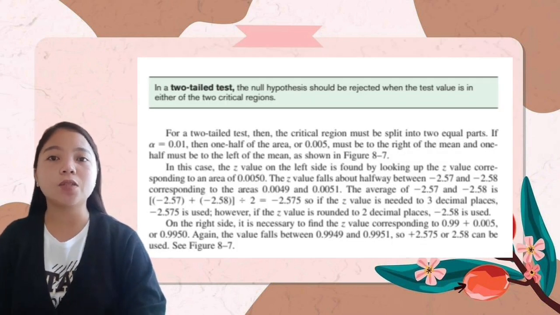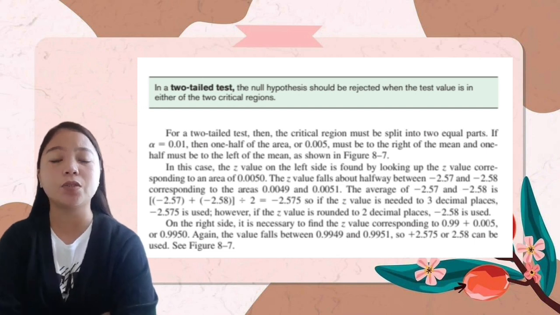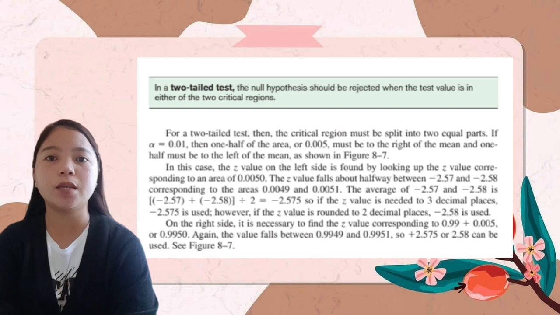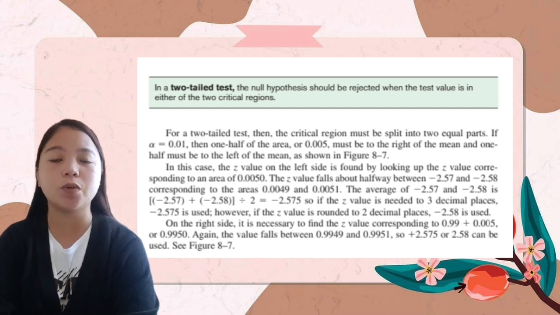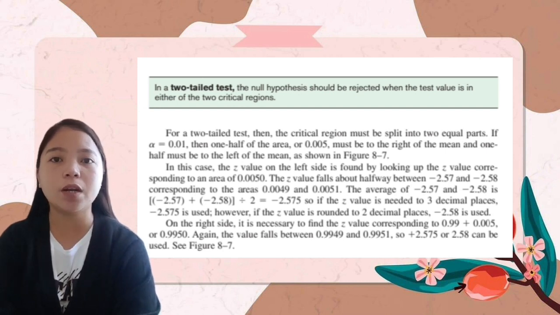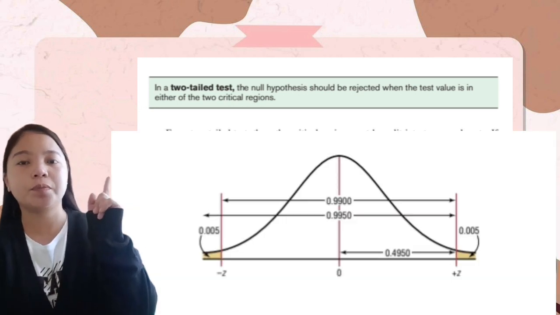So next, let's proceed to the two-tailed test. In a two-tailed test, the null hypothesis should be rejected when the test value is in either of the two critical regions. For a two-tailed test, the critical region must be split into two equal parts. If alpha is 0.01, then 1/2 of the area, or 0.005, must be to the right of the mean and 1/2 must be to the left of the mean, as shown in this figure.